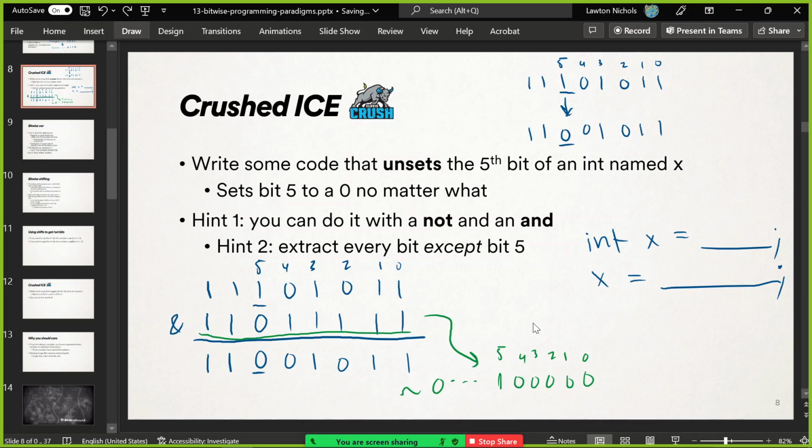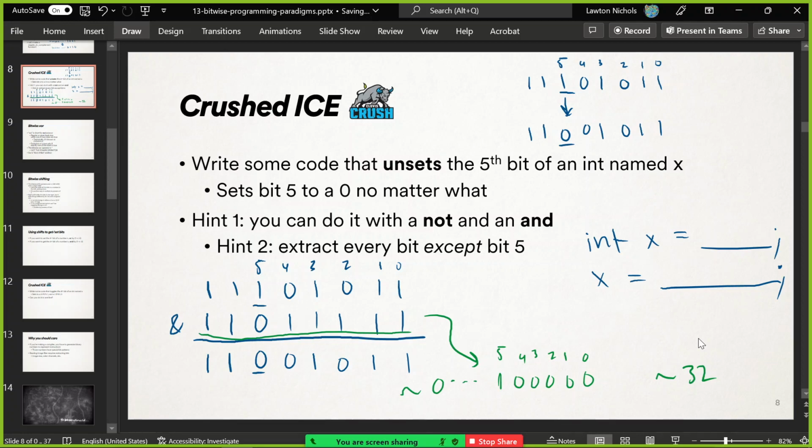So that's the answer. And what is this? This would be the 2 to the 0's place, 2 to the 1's place, this is 2 to the 5's place: 2, 4, 8, 16, 32. So this is the number 32 negated. And that's how we come up with that one. Any questions about that? That's pretty cool.